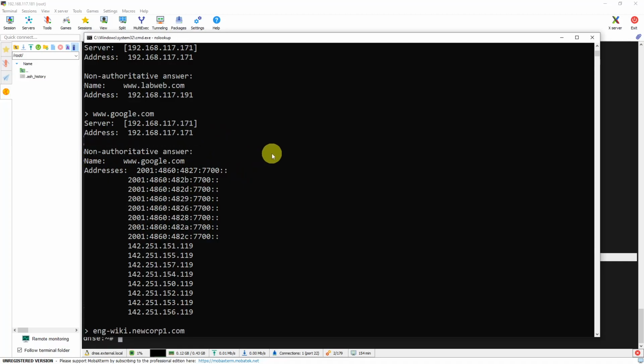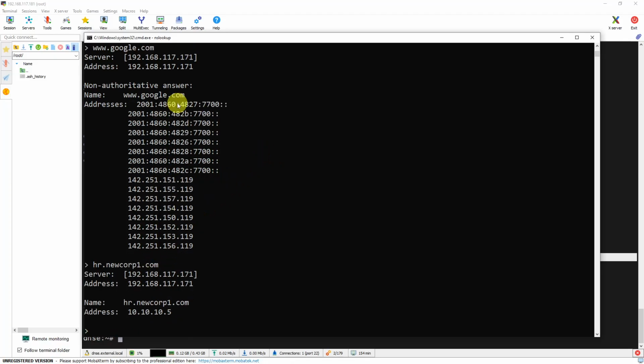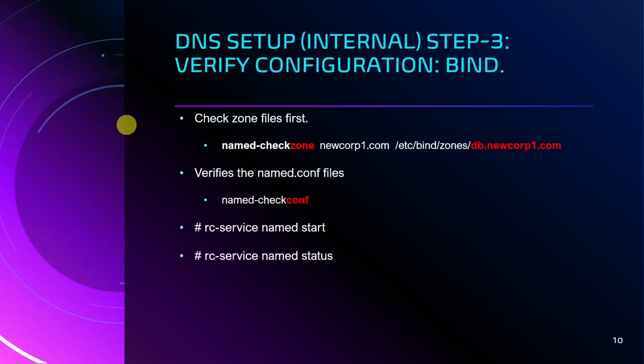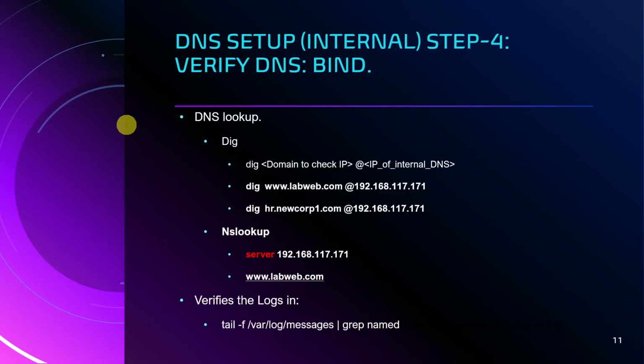So if we check for, let's say, hr.newscorp.com, you don't see this particular line. So I hope that is helpful to know how these look different.